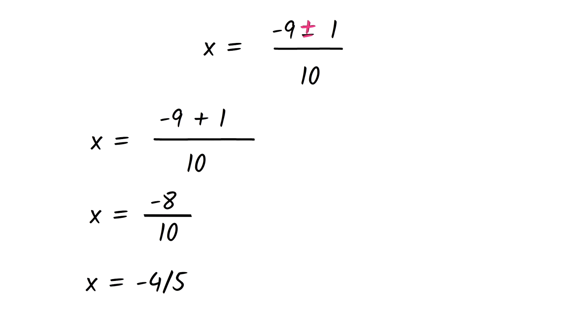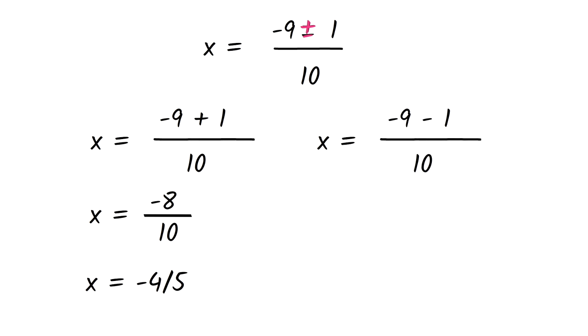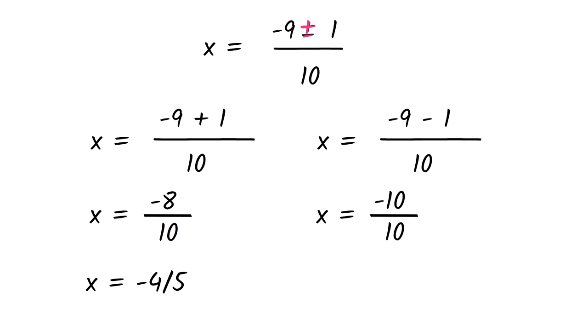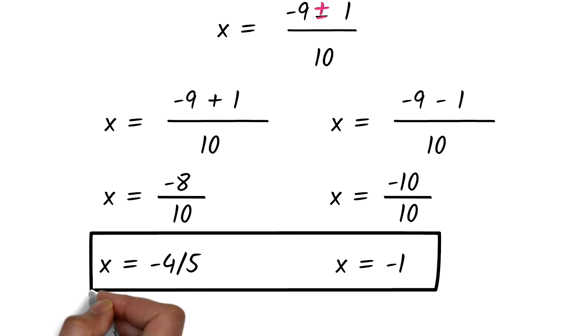Next, we solve the minus part. We have x equals negative 9 minus 1 over 10. Negative 9 minus 1 is negative 10. This is negative 10 divided by 10. This will give us x equals negative 1. So our answer is x equals negative 4 over 5, or x equals negative 1.